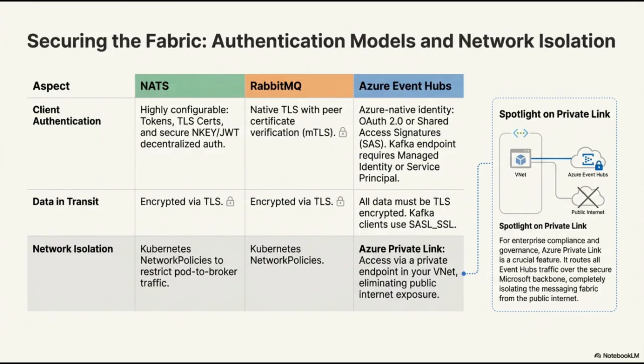As shown in the spotlight diagram, Private Link allows access via a private endpoint within your virtual network, routing all traffic over the secure Microsoft backbone. This effectively eliminates public internet exposure, which is a critical requirement for enterprise compliance and governance, as it completely isolates the messaging fabric from external threats.